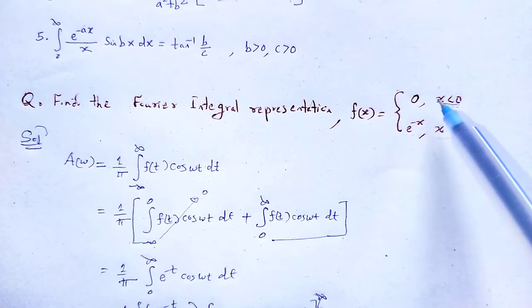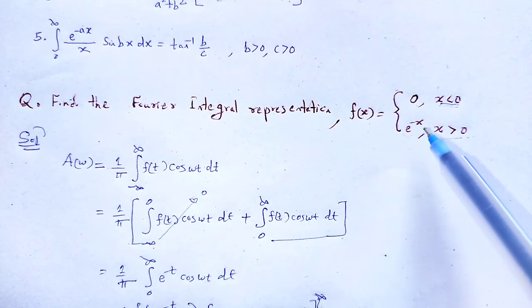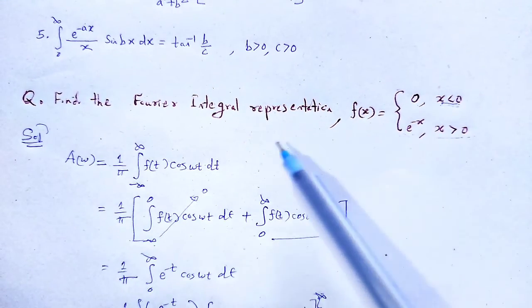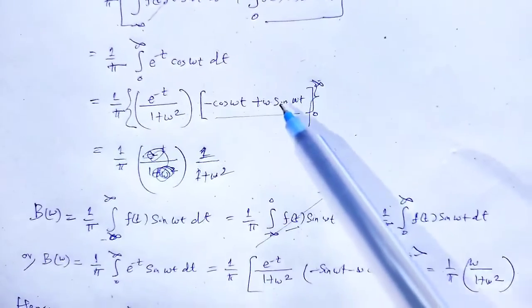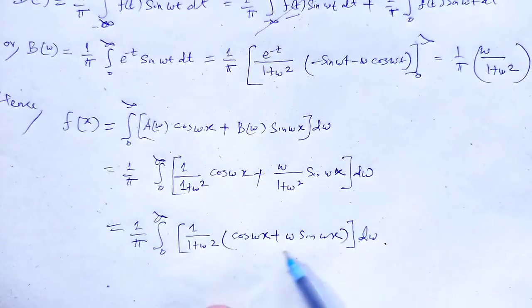That is the integral transform of the given function: f of x is equal to 0 when x is less than 0, and f of x is equal to e to the power minus x when x is greater than 0, and this is the Fourier integral representation of the given function.